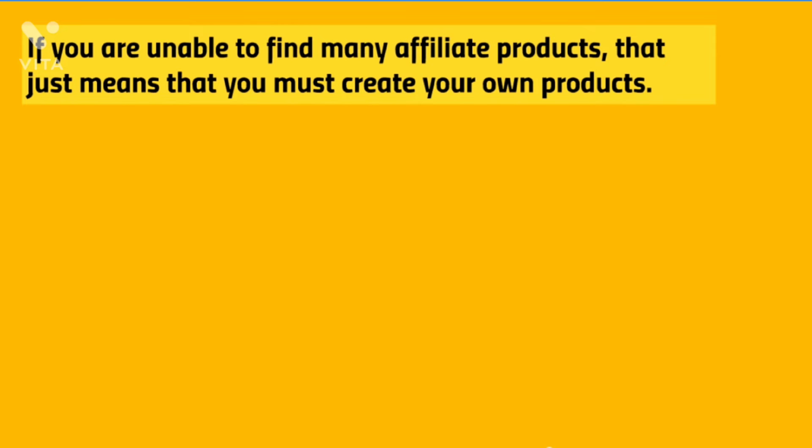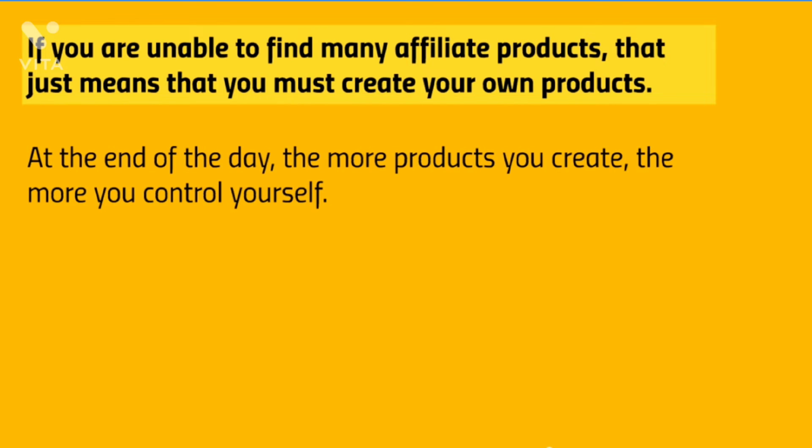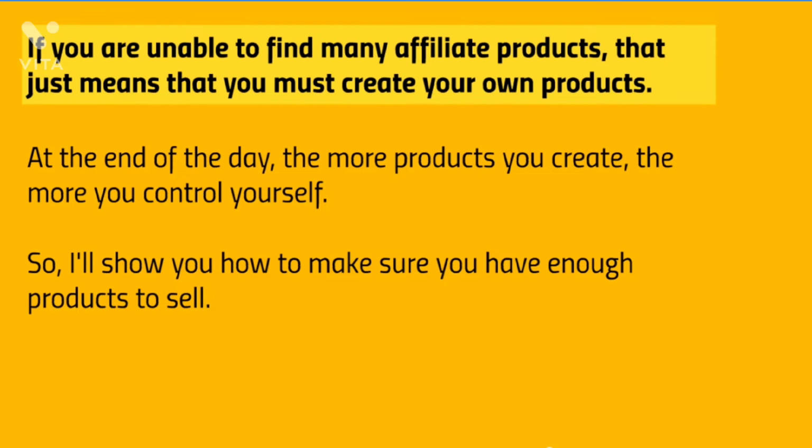So here's the thing. Finding affiliate products is great. It allows you to focus on your blog. But if you're unable to find many affiliate products, that just means that you're going to have to create your own products or find private label rights products. But I want you to understand that at the end of the day, the more products you create, the more you actually control yourself, because you actually own these products. And if you have 5 different products, you can cross-sell them. If somebody buys product 1, you're more likely to present them with products 2, 3, 4, 5. And if they like you, and if they like your products, they're more likely to buy the other products. And that's the beauty of this: you can pretty much do however you wish if you own the product.